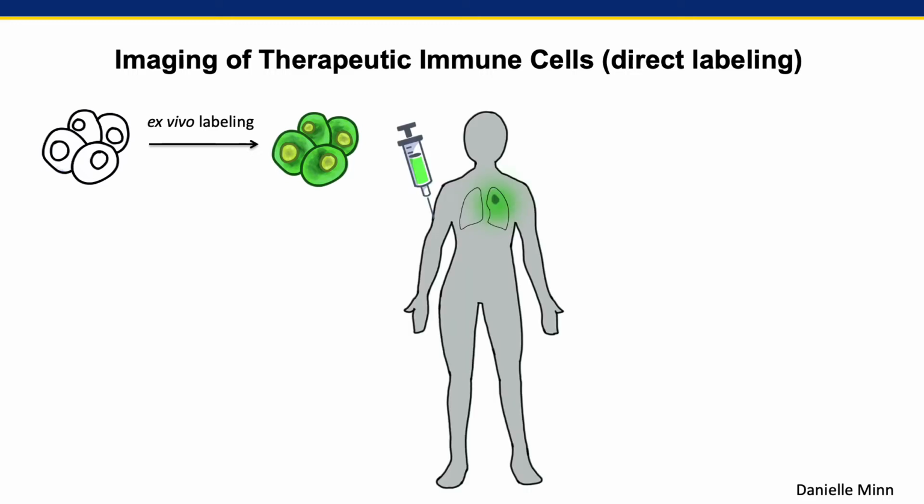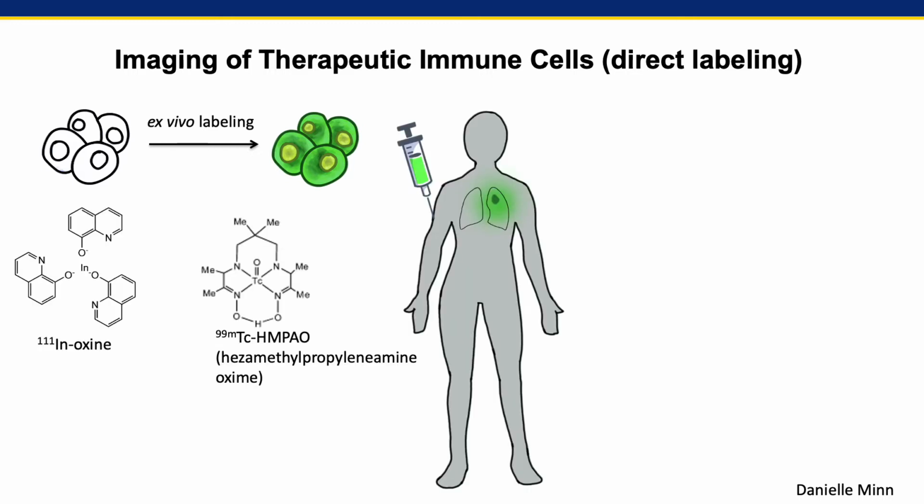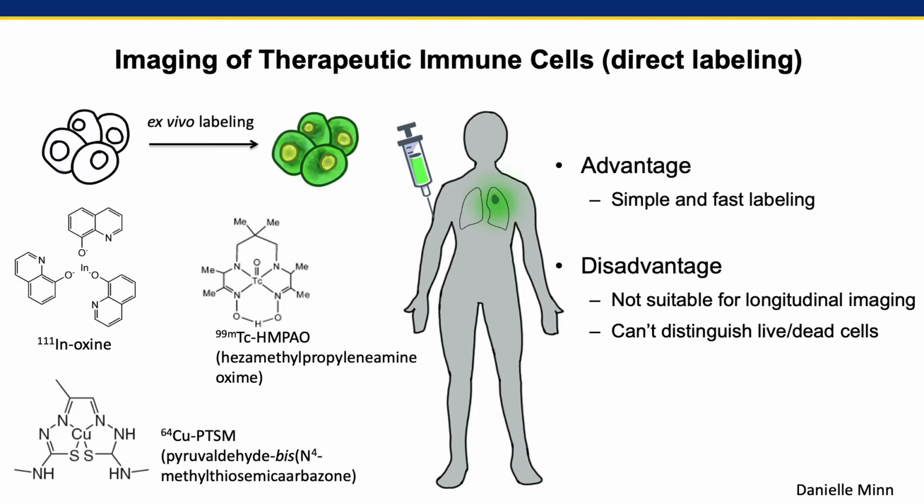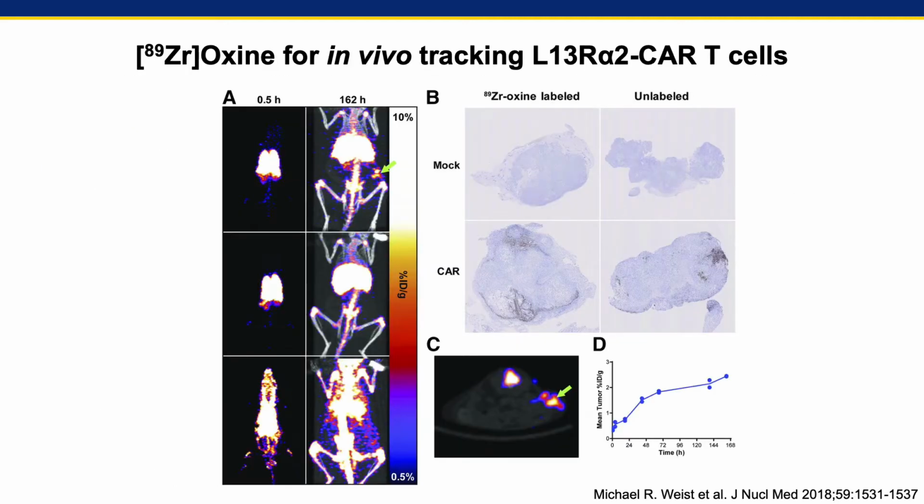There are two different ways to image these therapeutic immune cells. The first one is direct labeling, where you label the cells before infusion. This is an example of a preclinical study using zirconium-89 labeled oxine for in vitro tracking of CAR T cells. As you can see on panel B, you can see labeled T cells that are infiltrating into the tumors, and then in vivo imaging in A here, with the green arrow, you can detect T cells that have infiltrated into the tumor using PET imaging.